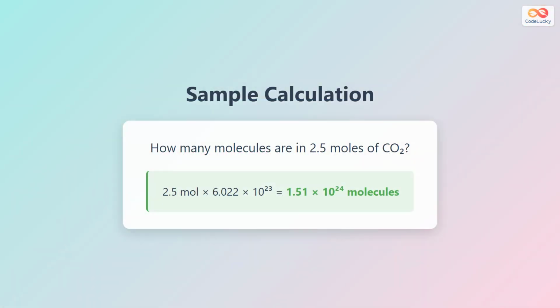Let's work through a sample calculation to see how this works in practice. If we want to find how many molecules are in 2.5 moles of carbon dioxide, we multiply 2.5 moles by Avogadro's number, which is 6.022 times 10 to the power of 23. The result is 1.51 times 10 to the power of 24 molecules of carbon dioxide. This calculation shows how we can determine the exact number of molecules when we know the number of moles.